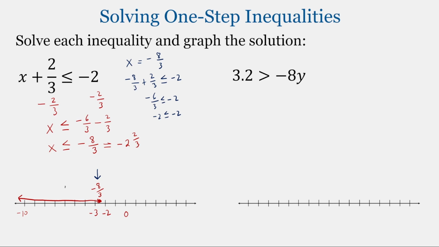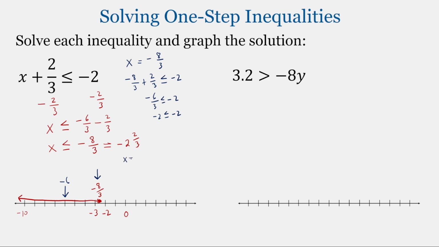Let's check one more within this solution. So we have -6 right here. Again, you can pick any point smaller than -8/3. We've already checked -8/3. So now we're going to check anything smaller than that. And -6 is smaller than -8/3.